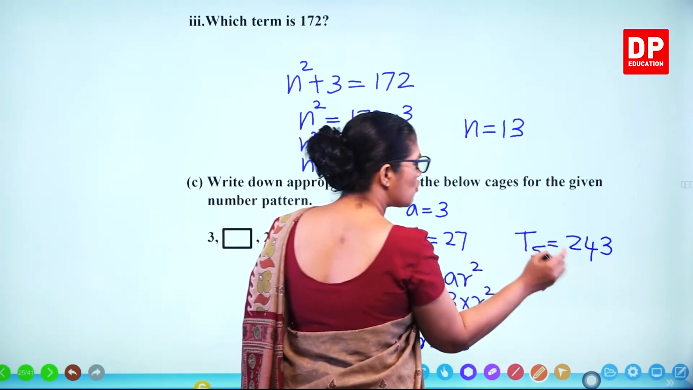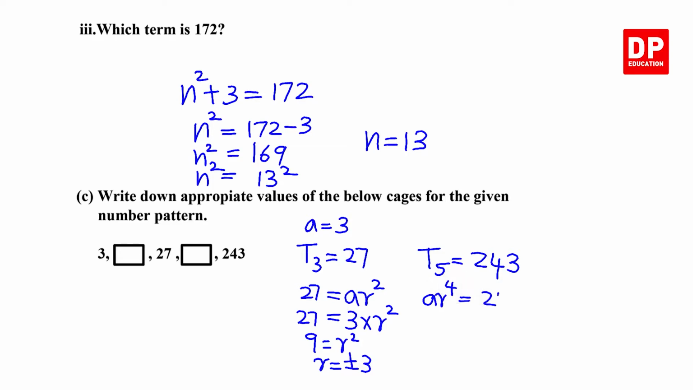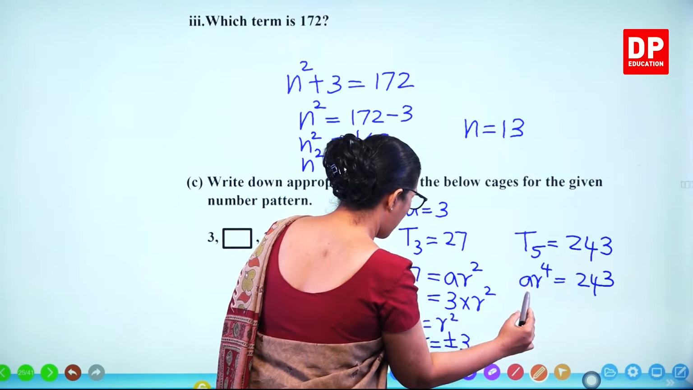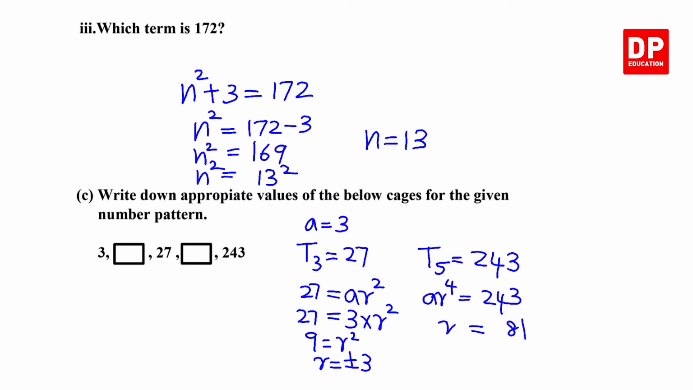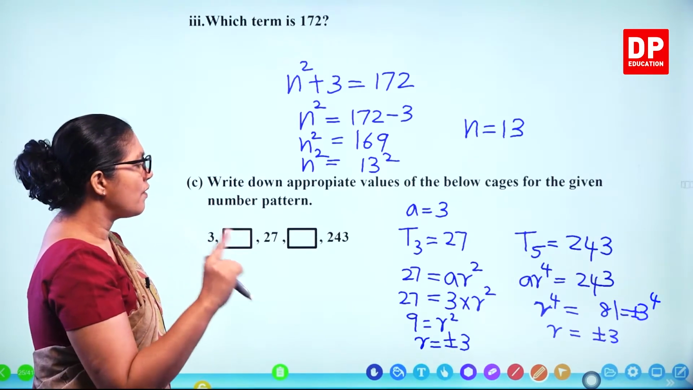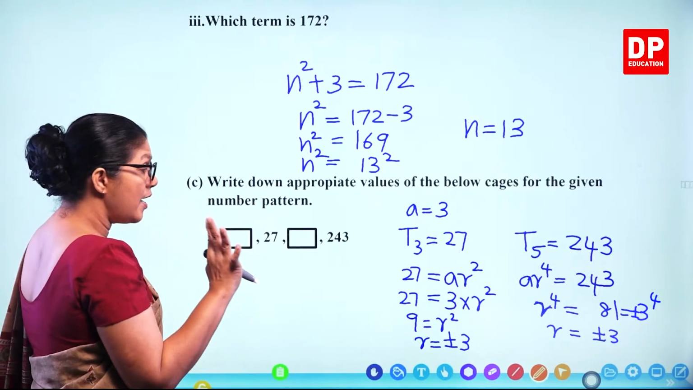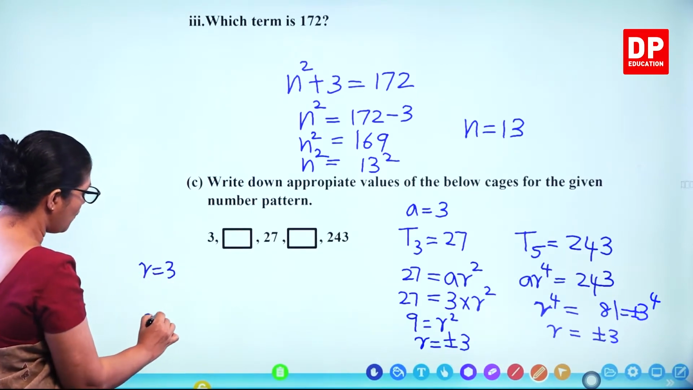So we'll check again whether it's true for 243. T5 means AR to the power 4 now. See whether you get the same R value. A becomes 3. When you divide by 3, you get 81 is R to the power 4. So you can write R as plus or minus 3, because 3 to the power 4 is 81, and minus 3 to the power 4 is also positive. Power 4 is positive, so that is okay. So it can be either plus 3 or minus 3.